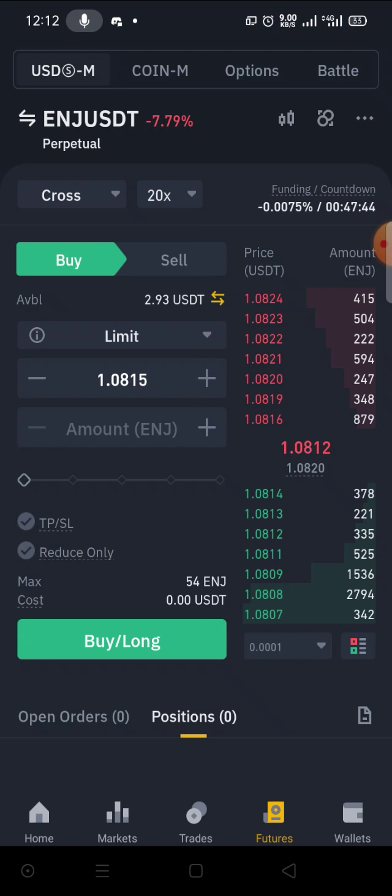Now how do you trade futures? If you look at the top of the page here, we have different headings. We have the USD-M, we have the COIN-M, we have the options, and the Battle. Now what you're seeing are different kinds of trade, should I say trade options.